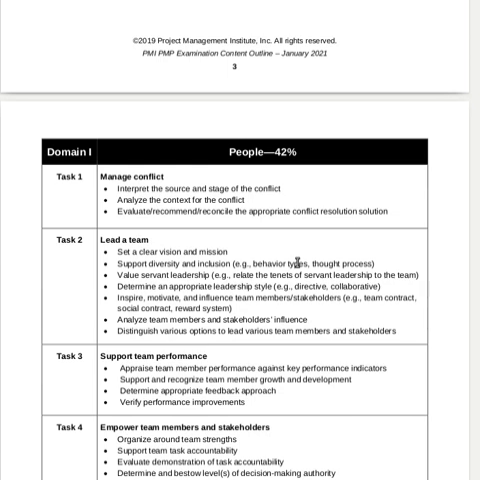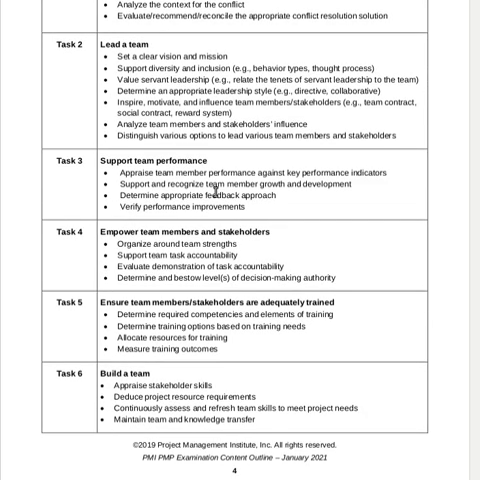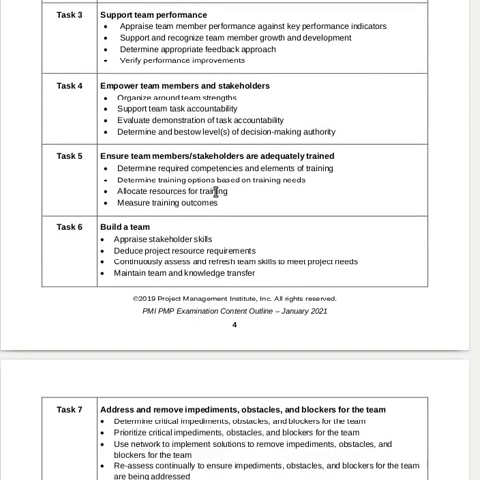Now if we talk about people, which is 42%. First is the task, manage conflict. That means conflicts and disputes between different team members, or with the customer. You should be able to manage that. Then leading a team means leading a team towards some vision, towards some project completion. Support team performance. Then empower team members and stakeholders. It is very important that the team realizes that you are supporting them, you are empowering them. Then ensure team members and stakeholders are adequately trained. Training is also very important.